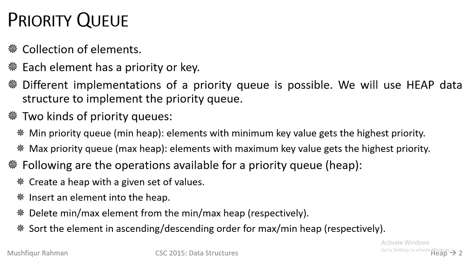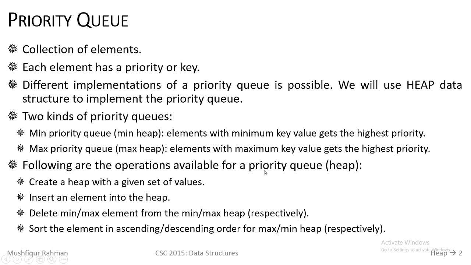Different implementations of a priority queue are possible. We will use the heap data structure to implement it. The two kinds of priority queues we know are the min priority queue and the max priority queue. In a min heap, the element with the minimum key value gets the highest priority. In a max heap, the element with the maximum key value gets the highest priority.